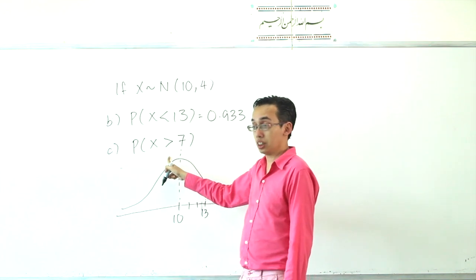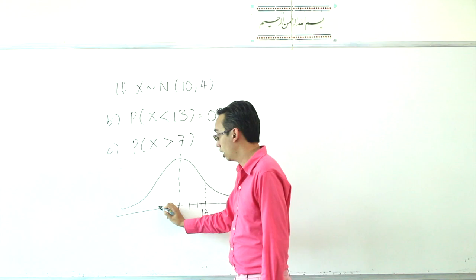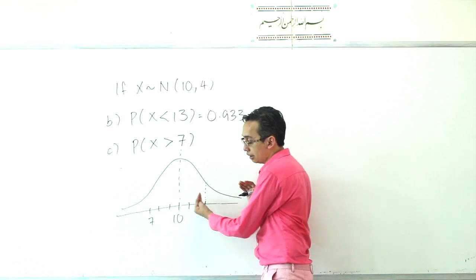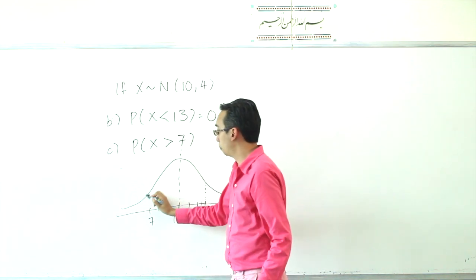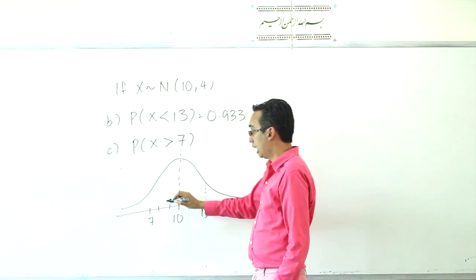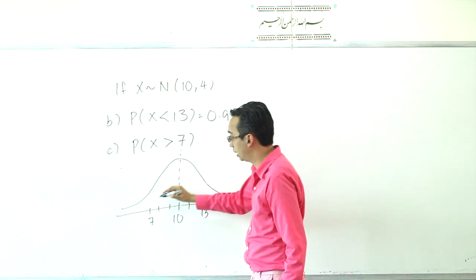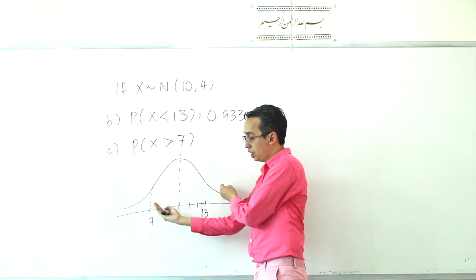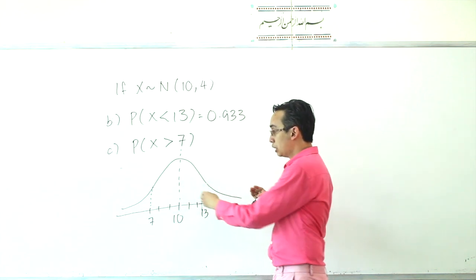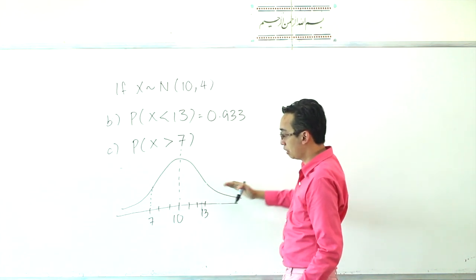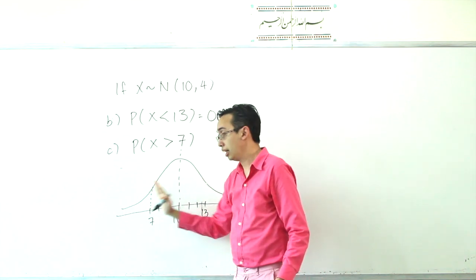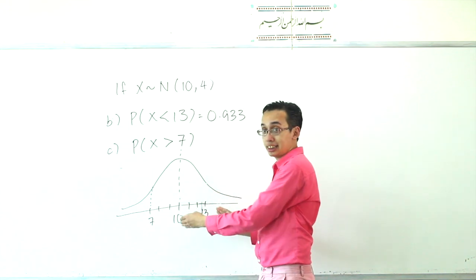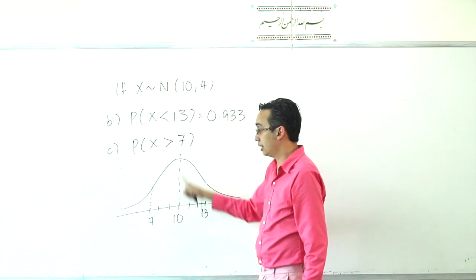Now where is 7? 7 is 3 steps behind the 10. Can you see the symmetry? If this is 3 steps ahead, the area is 0.933. Then I change this, I don't want here, I want here. It's actually a flip version. You flip it and you will get this part. This area is the same as if you were to go from 13 backwards, so 13 backwards is the same as 7 forward because of the symmetry, having the mean 10 in the center.